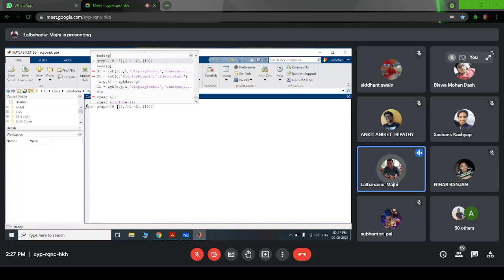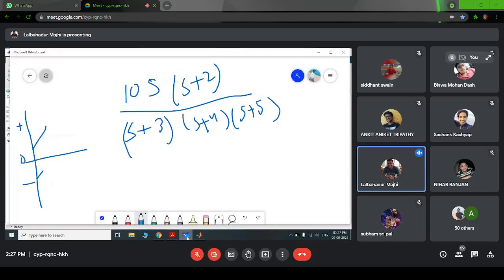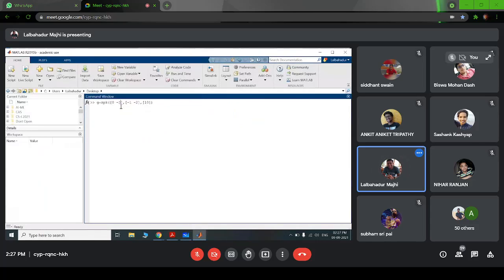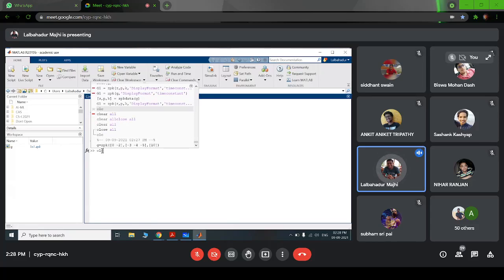We have 0 here, then -2, -3, -4, -5. This is our transfer function: 10 into s into s plus 2 divided by s plus 3, s plus 4, s plus 5. So here is our pole-zero form, and all of this we convert to time constant form.